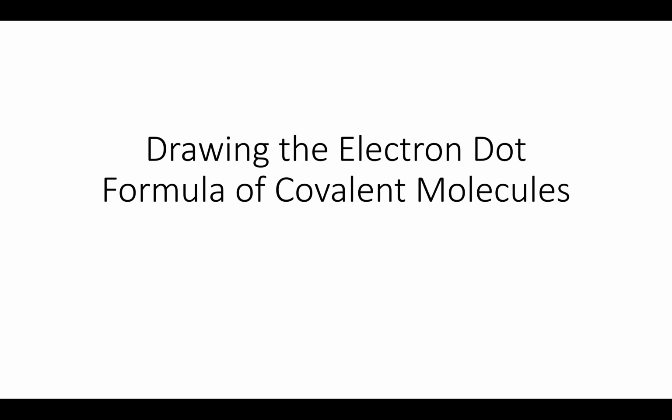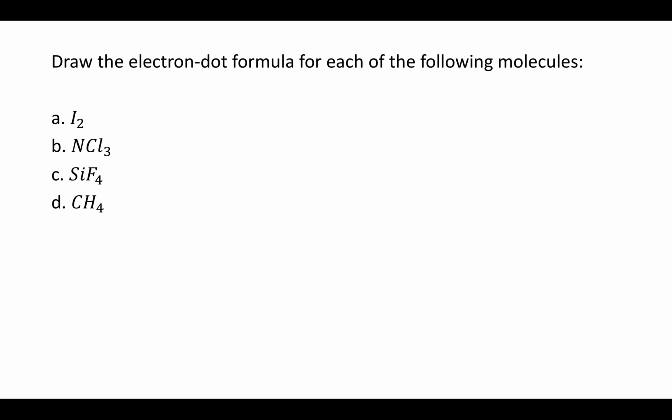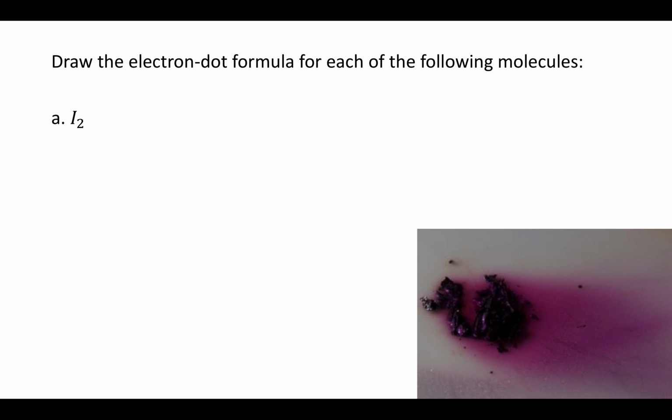Here's some help with drawing the electron dot formula of covalent molecules. The electron dot formula shows you how atoms are sticking together to form a molecule. So the question says, draw the electron dot formula for each of the following molecules. And we'll start with I2.